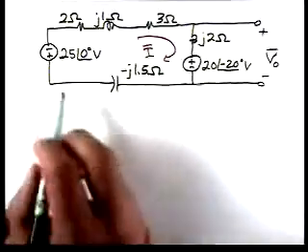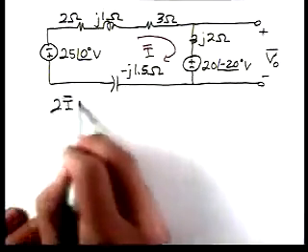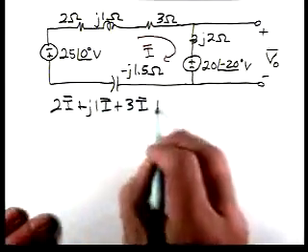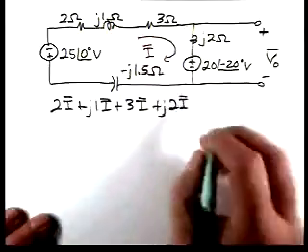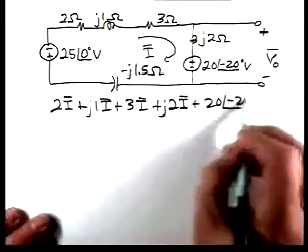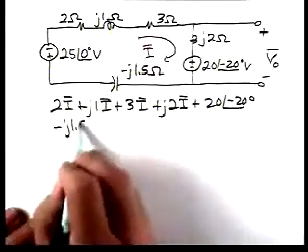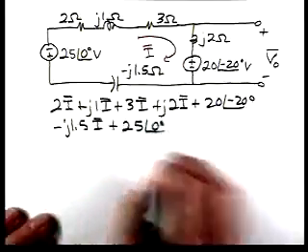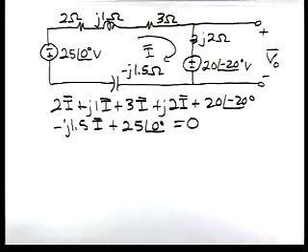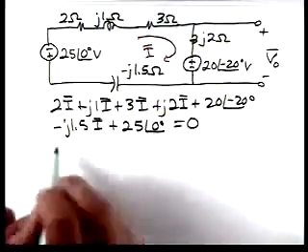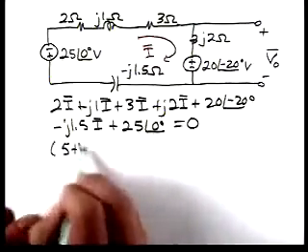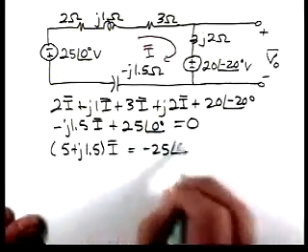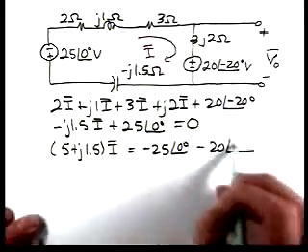Okay, and then just applying KVL, we'll have 2I plus J1 times I plus 3I plus J2 times I plus 20 at an angle of minus 20 minus J1.5 times I plus 25 at an angle of 0 is equal to 0. Rearranging, this becomes 5 plus J1.5 times I is equal to minus 25 at an angle of 0 minus 20 at an angle of minus 20.